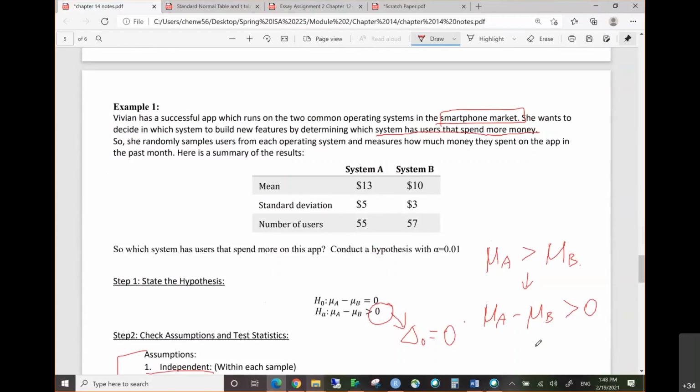Alex, what do you think? We're going to use t because they only give us the sample standard deviation for each sample. Perfect. Yes. Thank you, Mary.